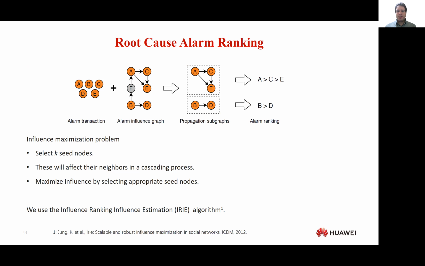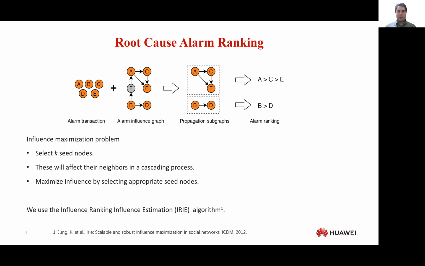The actual ranking within each of these subgraphs is done by considering the problem as an influence maximization problem. And this problem is more well known in the area of social networks, where it has been extensively studied. The aim is to select k seed nodes, which will in turn influence their neighbors. And then any influenced neighbor will in turn influence their own neighbors, and so on. The goal is to select these initial k seeds so that the expected number of influenced nodes is maximized.